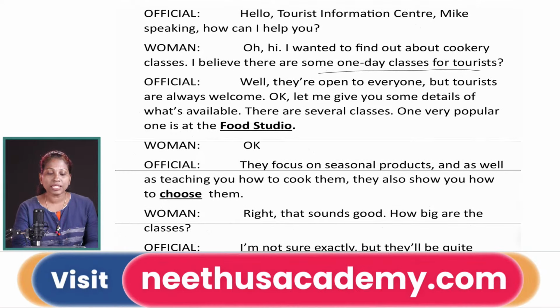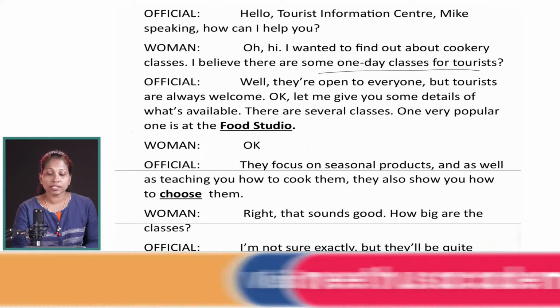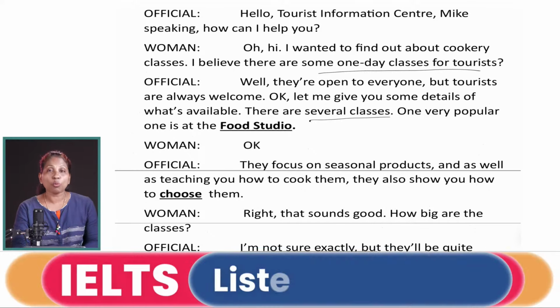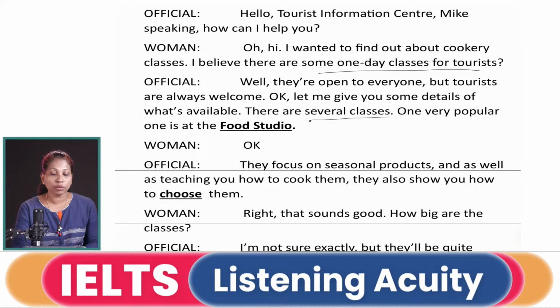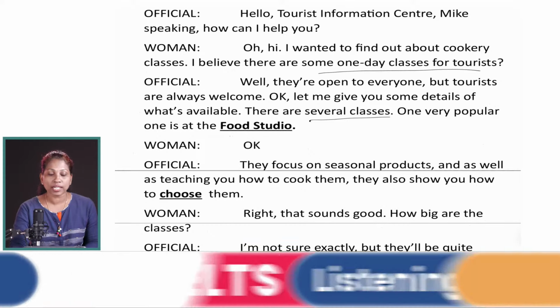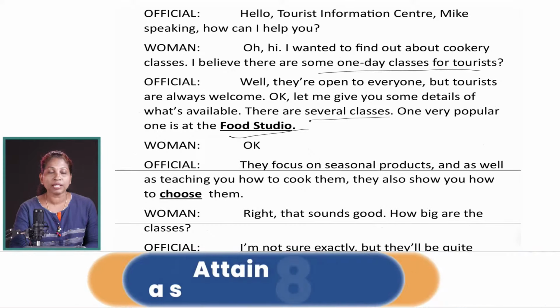Okay, "let me give you some details of what's available. There are several classes. One very popular one is at the food studio." That is the name of a cookery class conducted at the food studio, and you already have that in the box. So that is how the example has been solved. What is the cookery class? It is the food studio cookery classes.